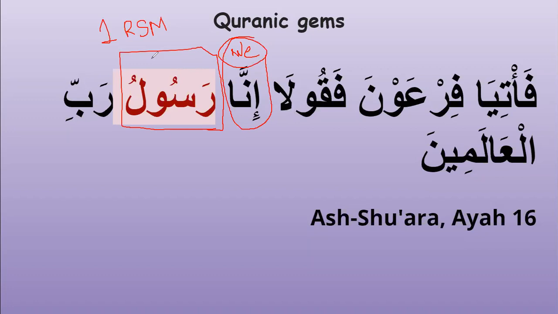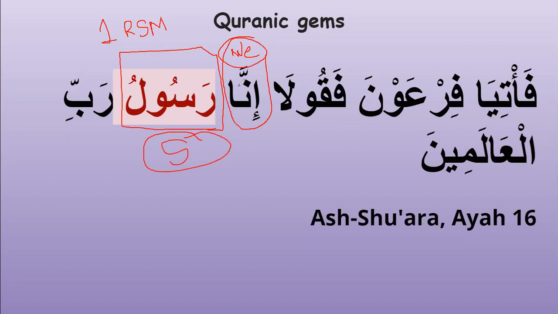It's singular. Rabbil Alameen. But in your translation, it says go to Pharaoh and say we are the messengers. They're using a plural in translation. But this is a wrong translation, totally wrong translation. Allah never says that it's plural. That's why we are studying those things. Because then why is Allah using a singular word here?